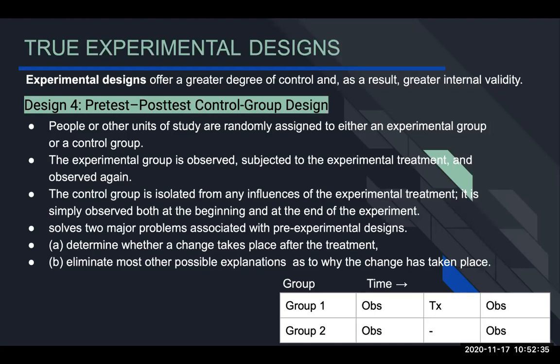In a pre-test, post-test control design, people or other units of study are randomly assigned to either an experimental group or a control group. The experimental group is observed, subjected to the experimental treatment, and observed again. The control group is isolated from any influences of the experimental treatment. It is simply observed both at the beginning and at the end of the treatment.